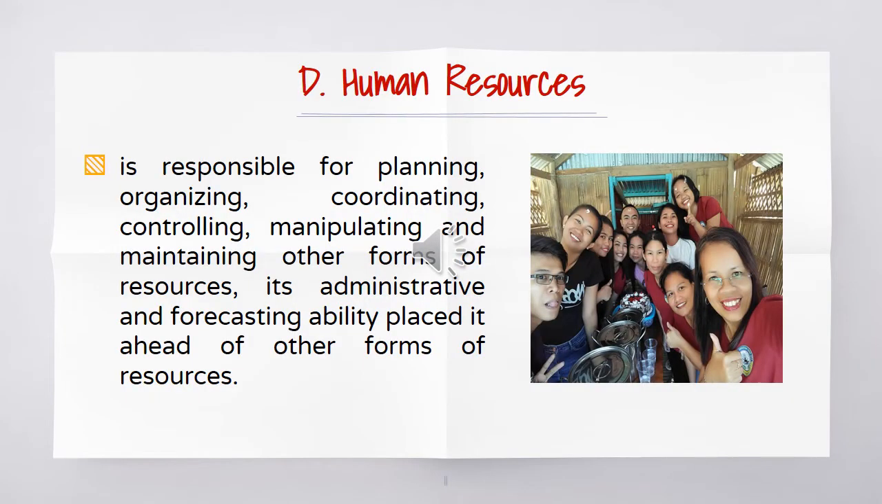Now, let us discuss human resources. Human resource constitutes a vital vein of any institution. The human resource in the school system includes teachers, support staff in the school, students, parents, community members, and a host of other interest and social groups. Human resources is responsible for planning, organizing, coordinating, controlling, manipulating, and maintaining other forms of resources, and its administrative and forecasting ability placed it ahead of other forms of resources.